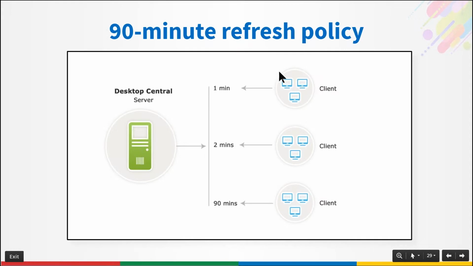So when it is the case of 90 computers, one computer will contact the Desktop Central server on a minute basis. When it is the case of 900 computers, 10 computers will contact the Desktop Central server on a minute basis. When it is 9,000 computers, 100 computers will contact the Desktop Central server. So this way, the 90-minute refresh policy helps in bandwidth optimization.